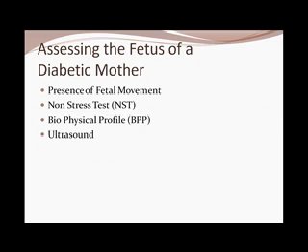We also expect to assess the fetus. How is it coping with the mother being diabetic? Certainly, the presence of fetal movement is a great indicator of fetal well-being. We'll also expect an order for a non-stress test, some monitoring, possibly a biophysical profile, where an ultrasonographer would look for signs of fetal well-being within the ultrasound, accompanied by the non-stress test.